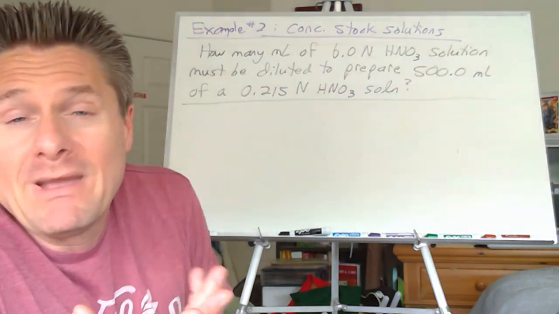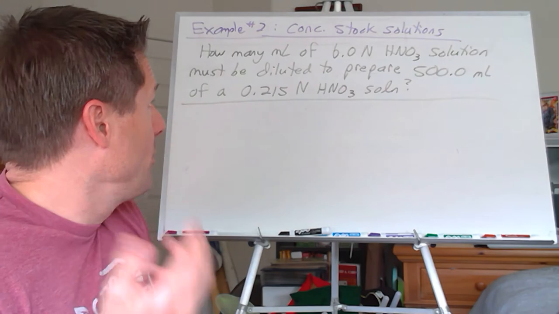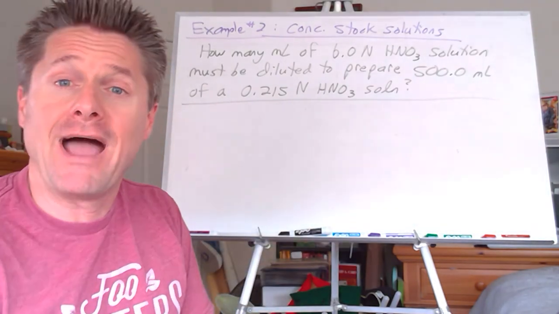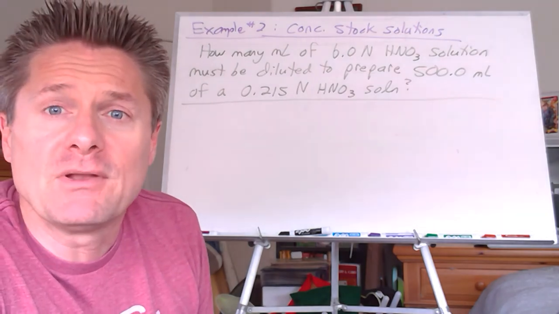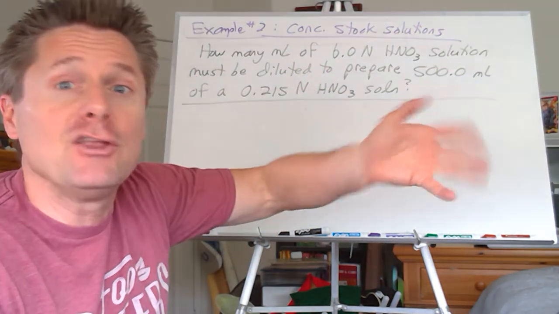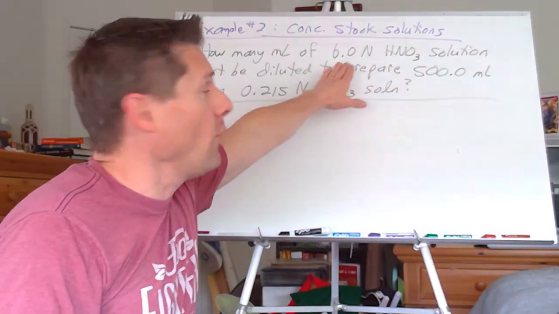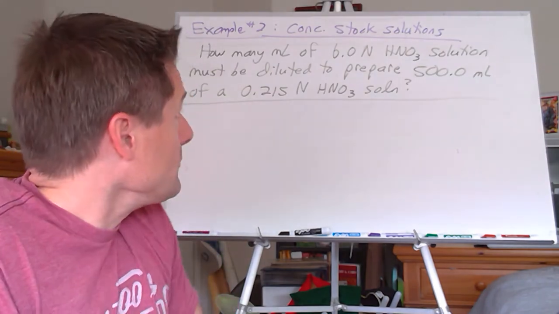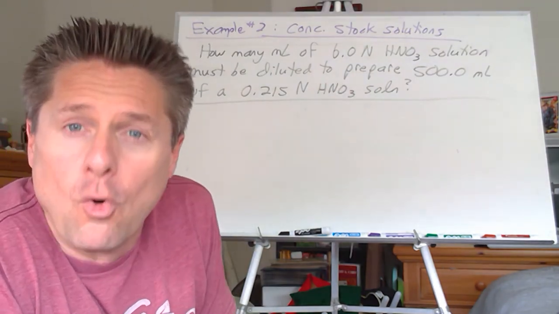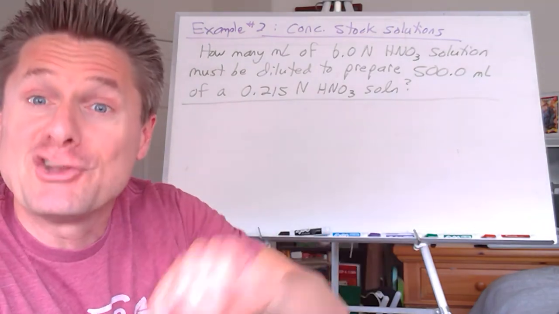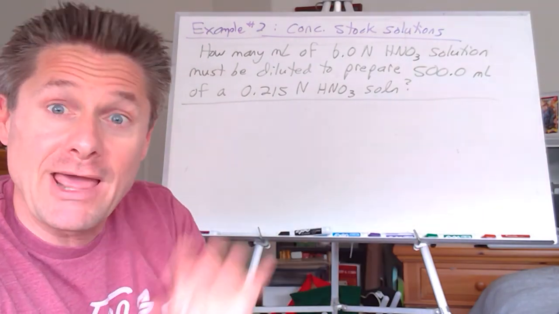All right. Or you might see this in a laboratory. It says, hey, prepare a 0.215 normal nitric acid solution provided a 500 milliliter volumetric flask. Okay. Well, it's the same type of problem. And then you look around the lab and you find only a bottle, maybe it's a 500 mil bottle of 6.0 normal HNO3, or maybe it says molarity on there, and then you got to convert the molarity to normality, or vice versa. You know, got to go apples with apples.